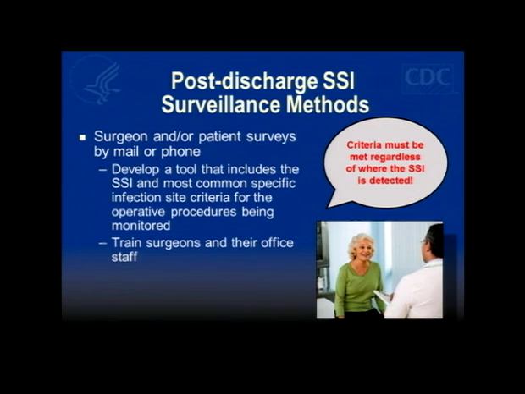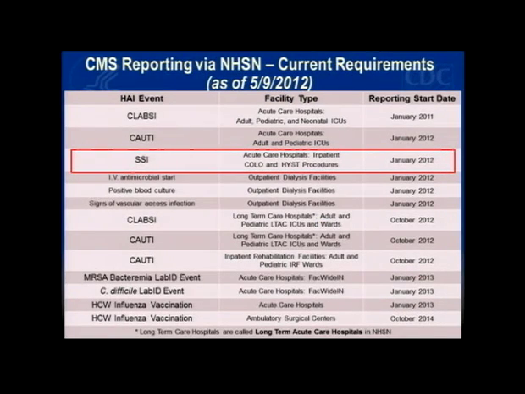And again, the criteria have to be met regardless of where the infection is detected. And clinic records is something that this lady shared with us. Okay, so you've seen this slide before. This just focuses on what's required for CMS reporting through NHSN. And in January of this year, as you know, the acute care hospitals had to begin reporting surgical site infections and denominator data for inpatient colon and abdominal hysterectomy procedures.